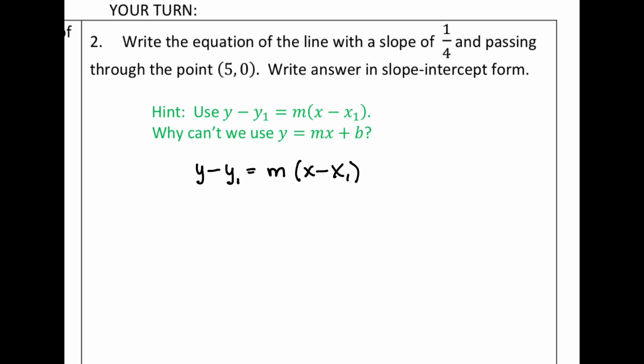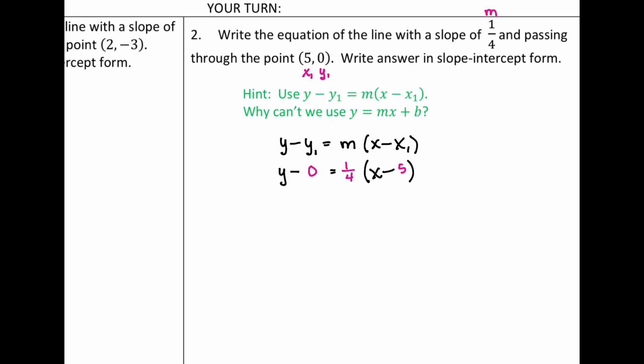Okay, I have my formula written down. I know they have it already, but I like to do it myself. Okay, so this is my x1, y1, and this is my slope. So the formula becomes y minus 0 is equal to 1/4, because that's my slope, times x minus 5.